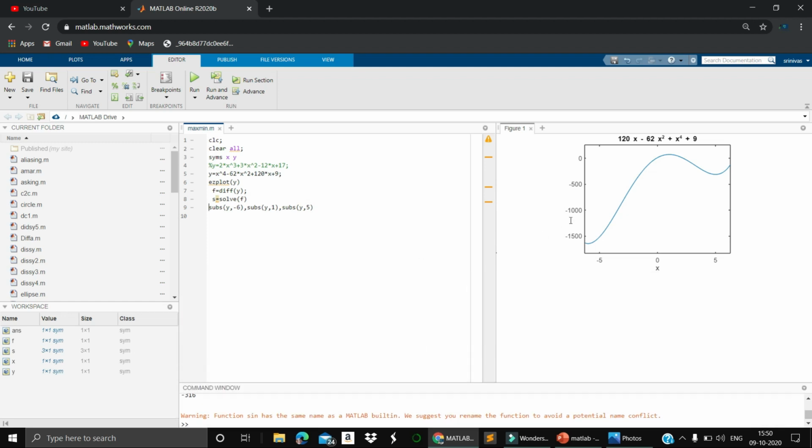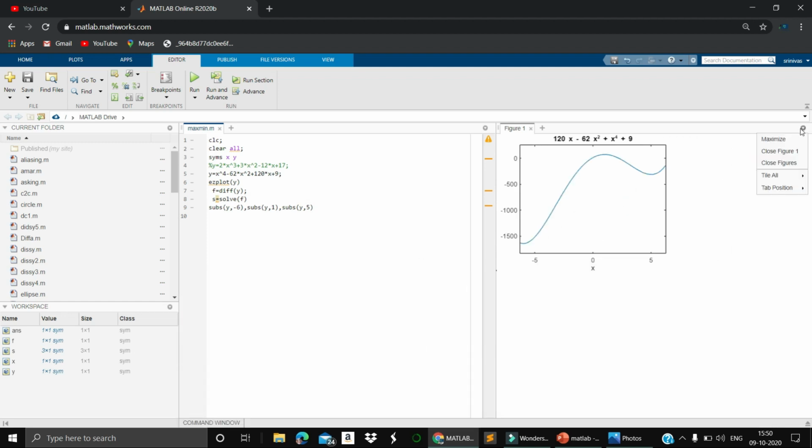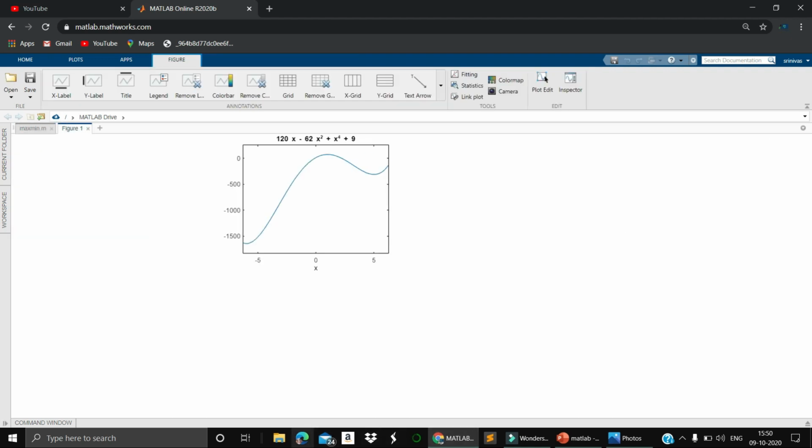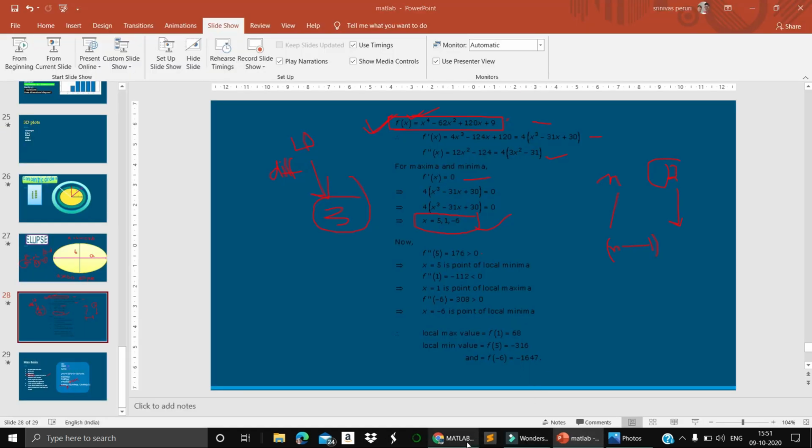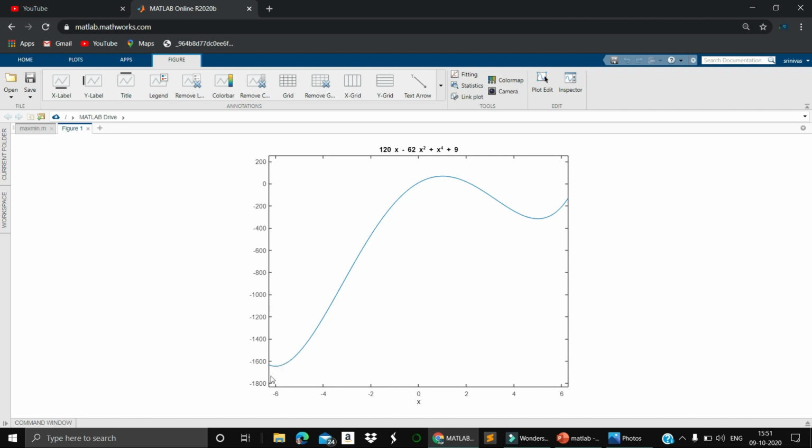Then how to identify them in the graph. So now let's look at it. I am maximizing this figure so you can better understand it. You can clearly observe the value we got, minus 1647. So it is below that one, right. So it is 1800, this is 1. So minus 1647. And you can also clearly notice that it has two minimum values, right. One is this one and one is this one. This value corresponds to minus 316.